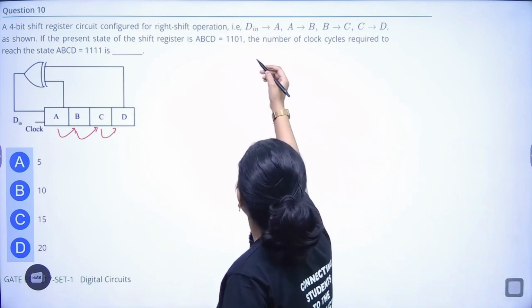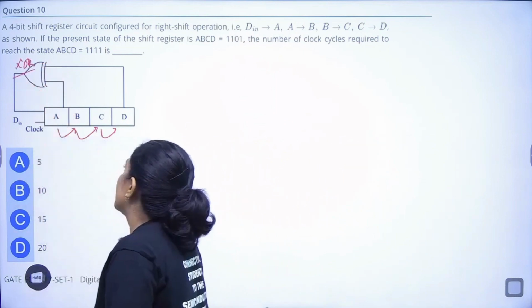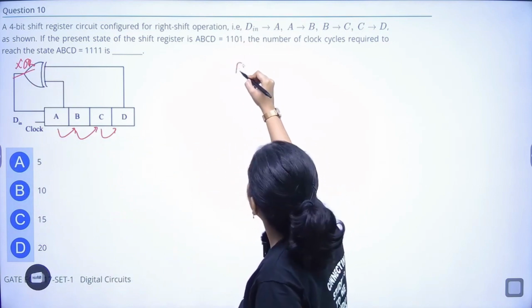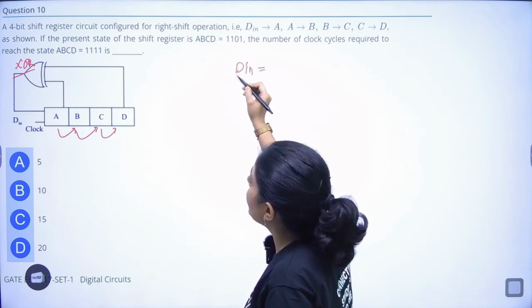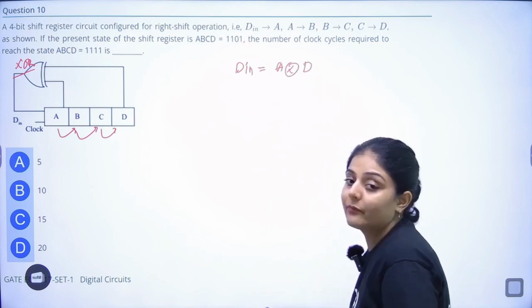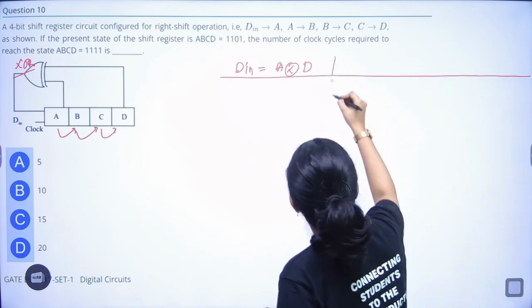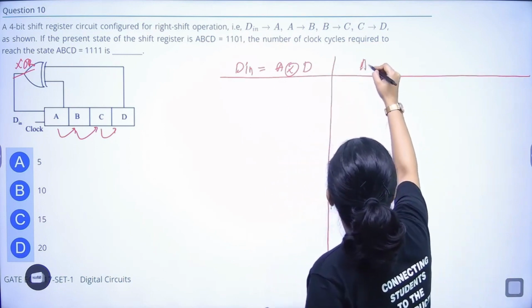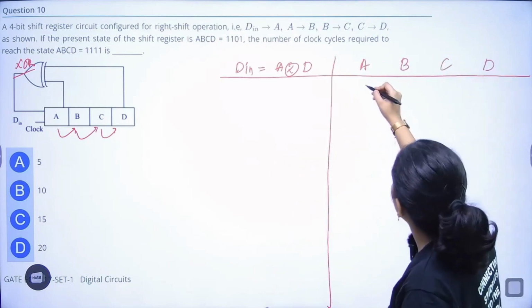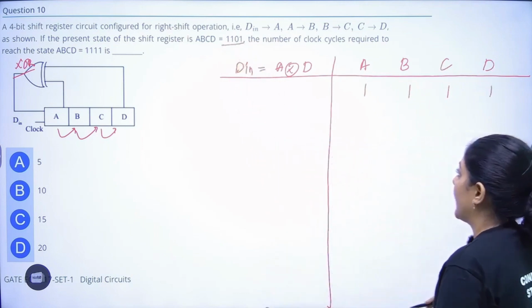Okay. So this is a XOR gate, right? The XOR gate output is nothing but your DIN only, right? The DIN value is given by the XOR gate, and the XOR gate value is A XOR D. Now they are saying it has started from A, B, C and D. It started from 1 1 1 1 and we have to reach 1 1 0 1. Let's just start.